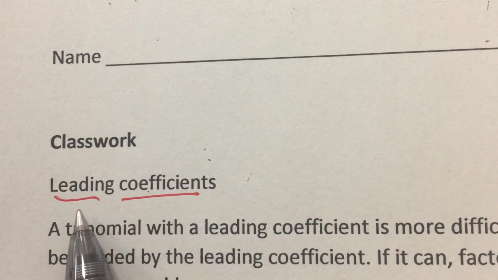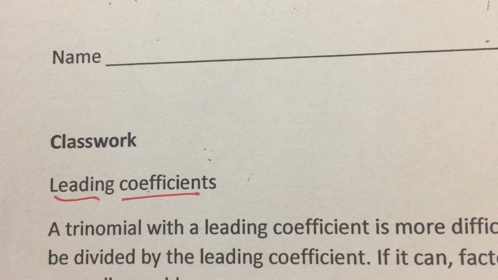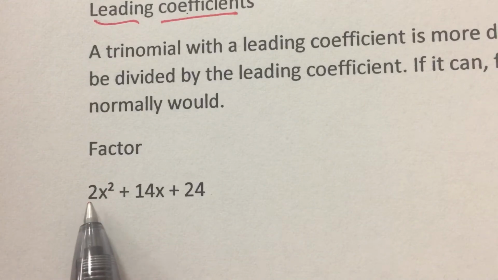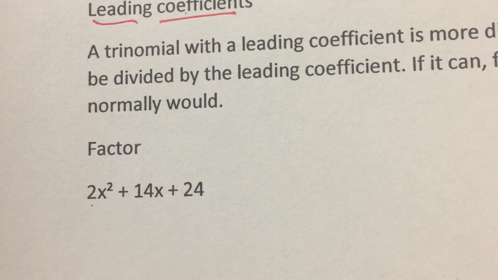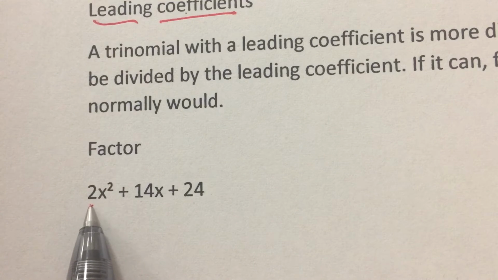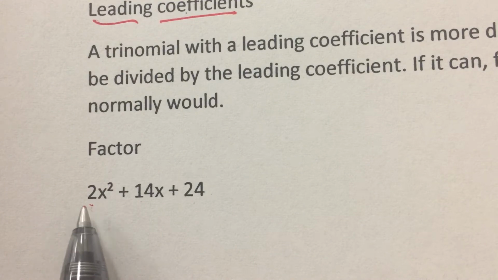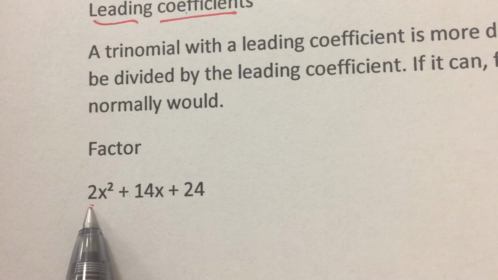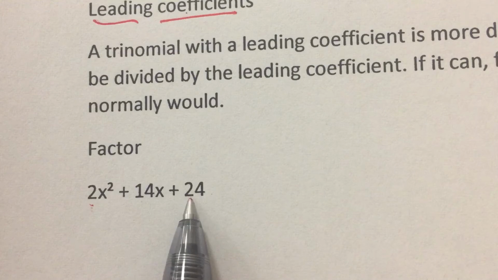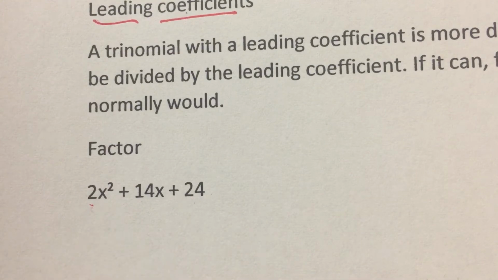Okay? Leading means the front of the line, and coefficients are numbers in front of variables. So notice this one, for example, has a leading coefficient of 2. The first thing we'd like to do in this situation is take a look and see if all three numbers in the trinomial can be divided by that leading coefficient. Because if they can, then we want to factor out that number at the beginning. So notice that all these numbers, 2, 14, and 24, can all be divided by 2. That's good news for us.